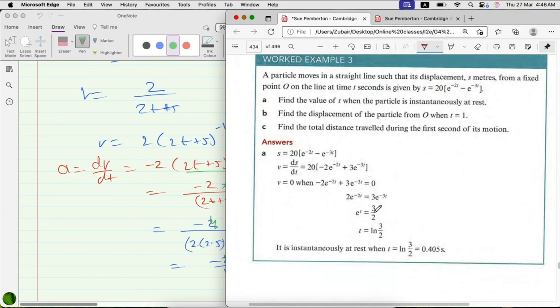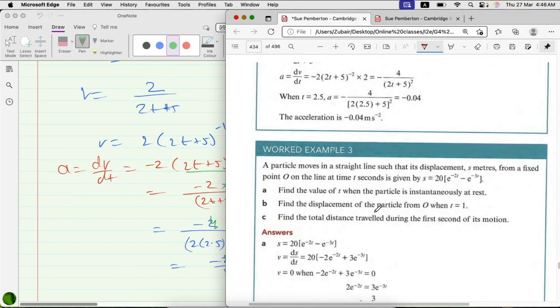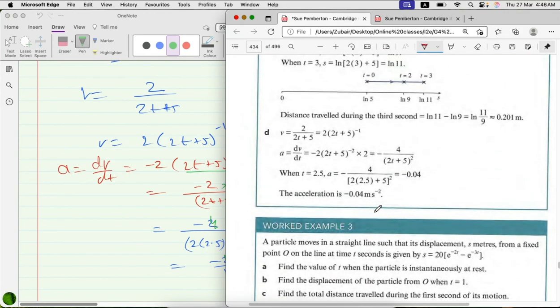Look at this third example. Any issues till the second one? Are you there?